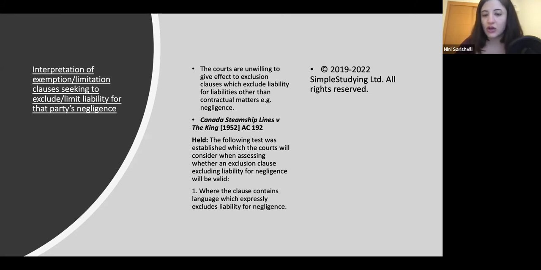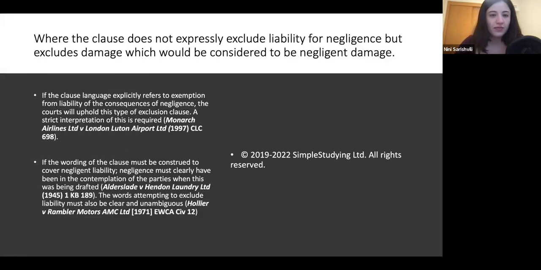Firstly, where the clause contains language which expressly excludes liability for negligence. Therefore, this case allows the possibility of liability to be excluded for negligence. Secondly, where the clause does not expressly exclude liability for negligence, but excludes damages which would be considered to be negligent damage, what happens then? If the clause language explicitly refers to exemption from liability of the consequences of negligence, the courts will uphold the type of exclusion clause.